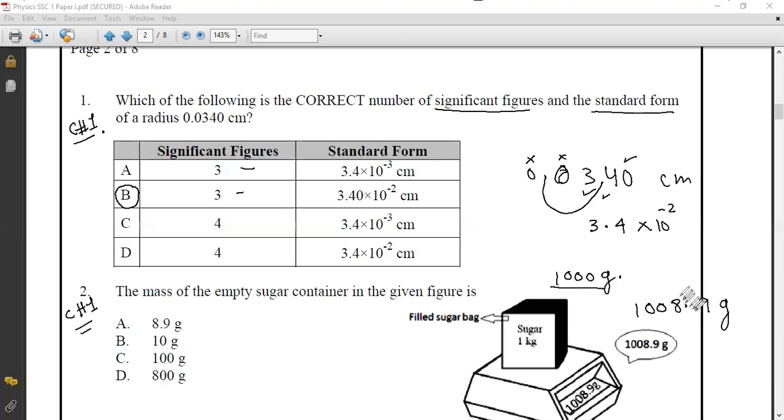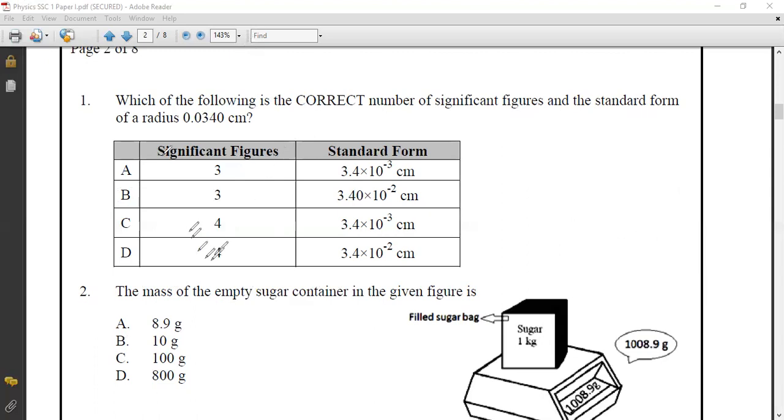This means that the excess amount of mass is of this empty sugar bag. This means that the mass of this empty sugar bag is 8.9 grams, because the 1,000 gram of sugar is placed inside it. So the remaining mass will obviously be of this empty sugar bag. So these were the two questions from this chapter.